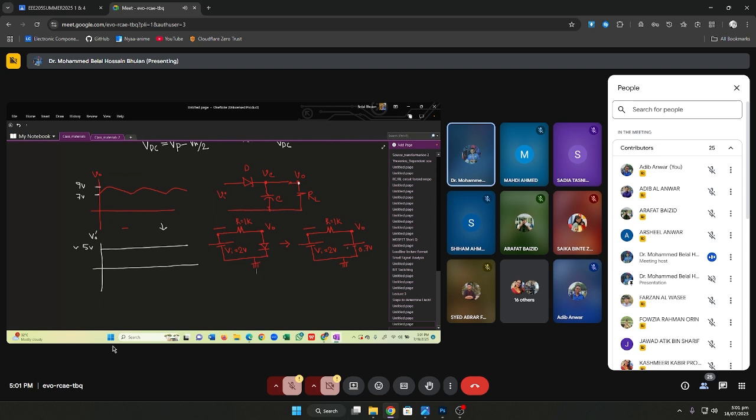Have you noticed that when I connected one diode I got 0.7? If I connected two diodes, how much would I get? 1.4. If I connected three diodes, how much would I get? 2.1. Now think about what I'm hinting at. Let's say I add 7 diodes in series.